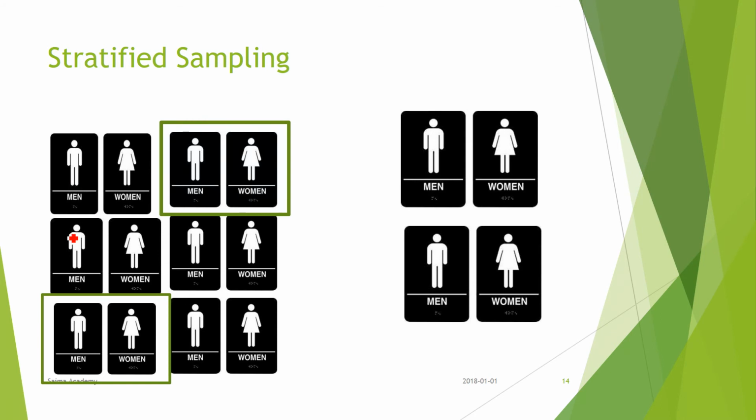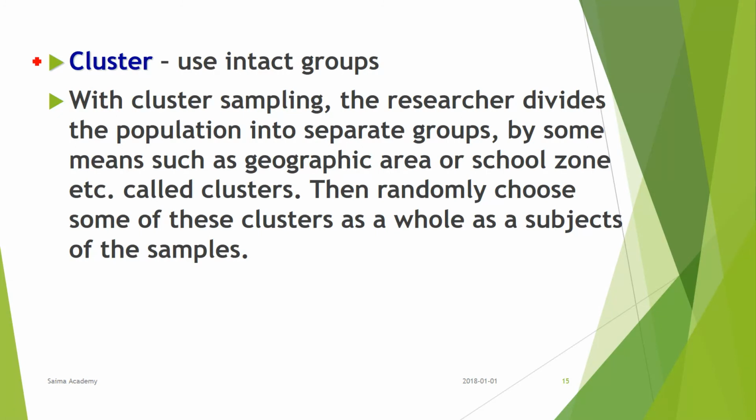These are the group of men, and these are the women. Right? These are the groups. And then from these groups we randomly select men, women, men, women. This is the stratified sampling example. And the last one is cluster sampling.